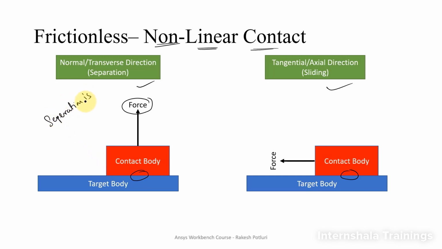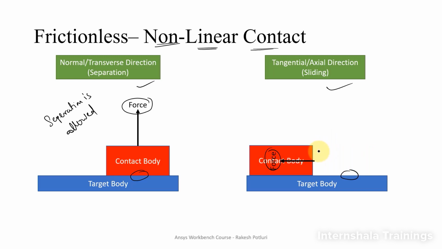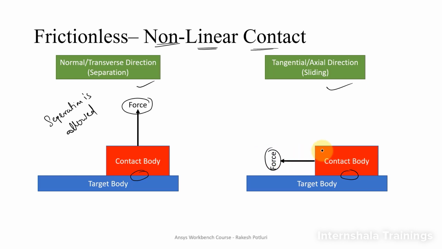Likewise, I apply the frictionless contact and apply the force in the axial direction and try to move the body. As we apply the frictionless contact, this contact body slides over the target body. So that means sliding is also allowed. But here the coefficient of friction is 0. Frictionless means the coefficient of friction is 0. That means there is a smooth interface between the contact body and the target body.